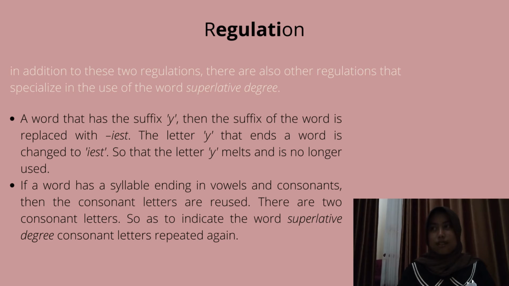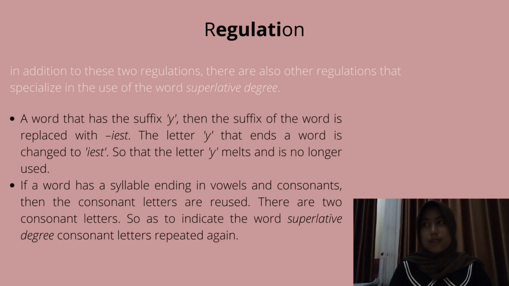A word that has the suffix y, then the suffix of the word is replaced with iest. The letter y that ends a word is changed to i, so that the letter y is no longer used. If a word has a syllable ending in a vowel and consonant, then the consonant letter is repeated, so there are two consonant letters to indicate the superlative degree word.